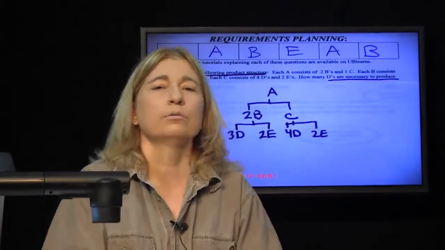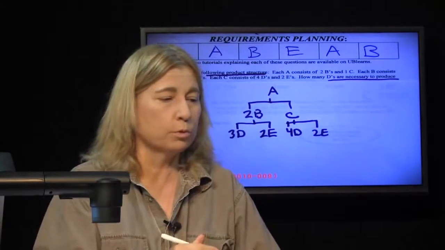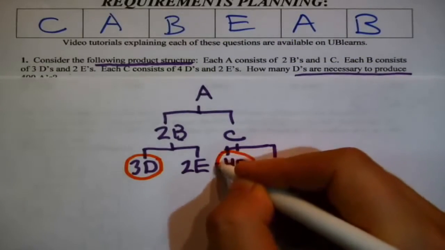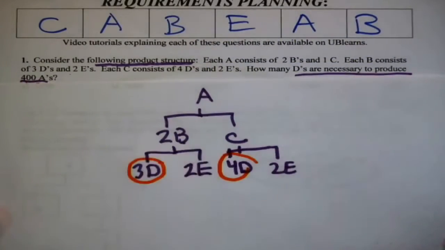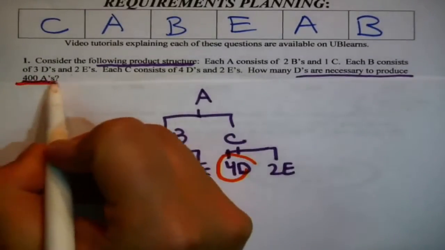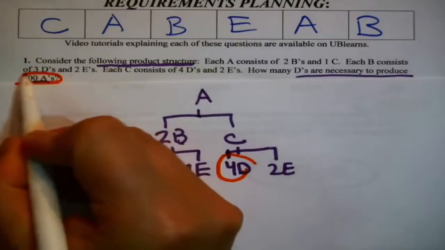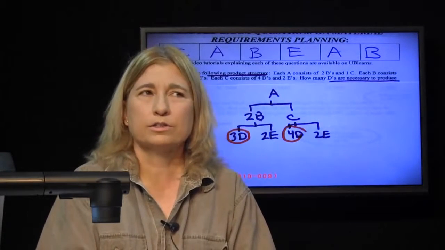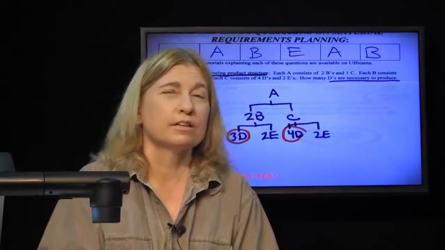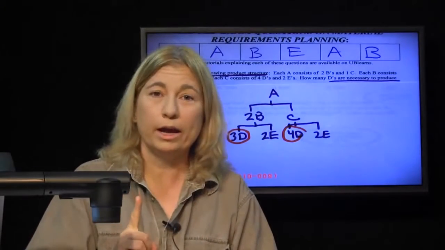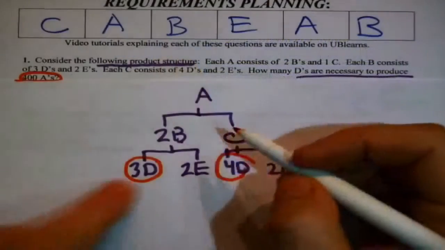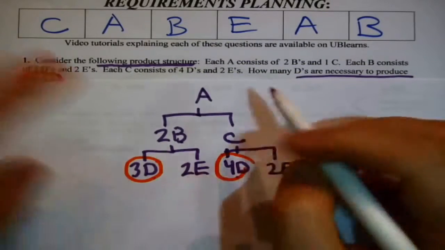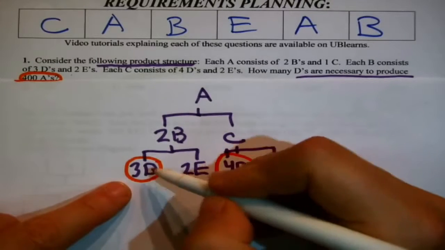Now the question is, how many D's? Oh, that's what we should do next. Let's spot the target. How many D's to produce 400 A's? The easiest way to answer this question is to first figure out the answer to a different but related question. That is, how many D's do you need to make 1 A? All right. Well, I have 3 D's over here, and I have 4 D's over here, so to speak, in this product structure diagram. Think of it as multiplying up the branches.